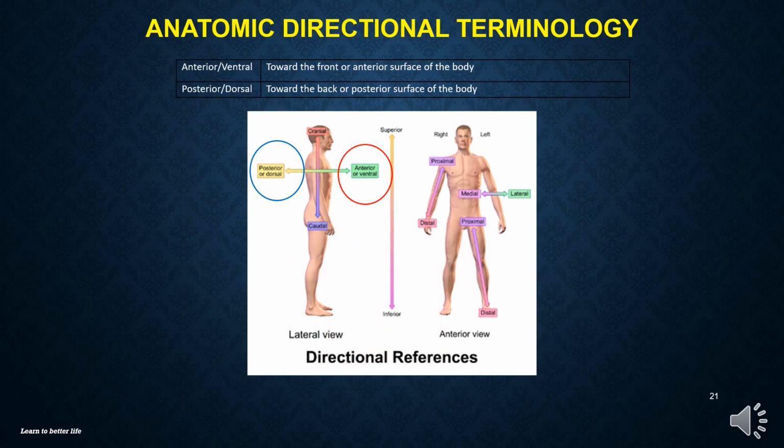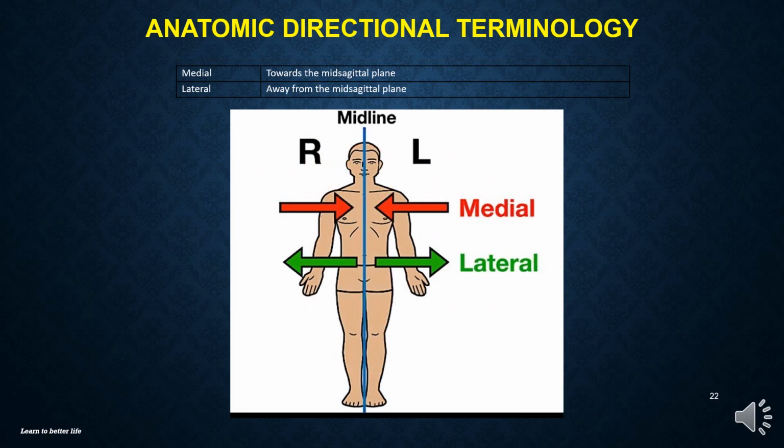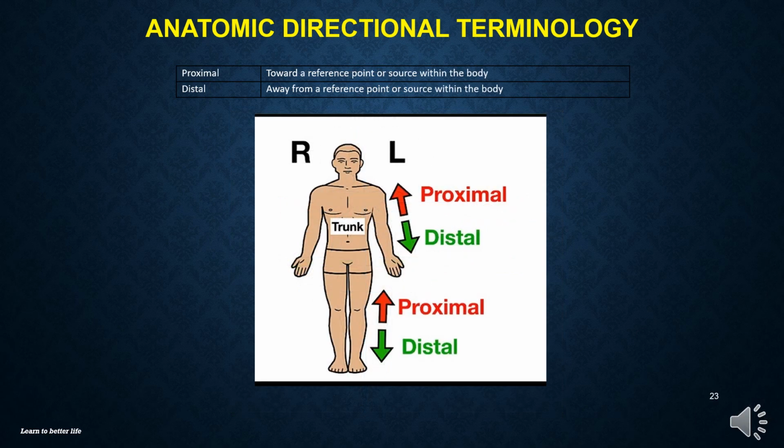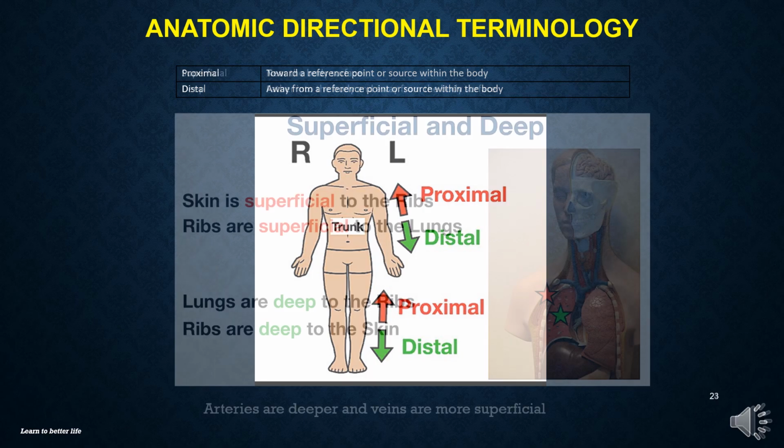Anterior and ventral means toward the front or anterior surface of the body. Posterior and dorsal means toward the back or posterior surface of the body. Medial means toward the mid-sagittal plane. Lateral means away from the mid-sagittal plane. Proximal, toward a reference point or source within the body. Closer to the reference point. Distal, away from a reference point or source within the body. Think of distal as distant, far.